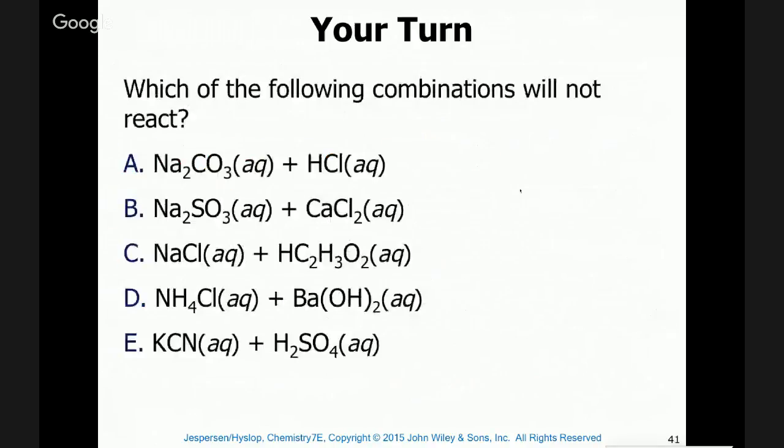Work through that problem. Which of the following combinations will not react? It should be C.